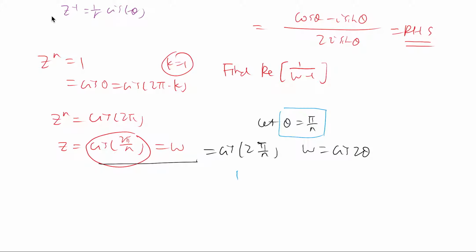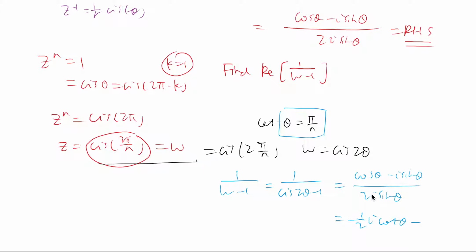And then 1 over w minus 1 would be 1 over cis 2 theta minus 1, which is cos theta minus i sin theta over 2i sin theta. So let's just separate them. Cos divided by sin, that's cot, right? So this is minus 1 on 2i cot theta. And then the i and i cancel, sine and sine cancel. Minus 1 divided by 2 is minus a half. So 1 over w minus 1 equals minus a half i cot theta minus a half.